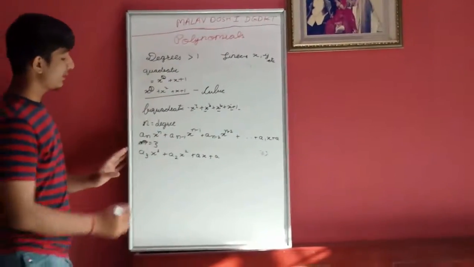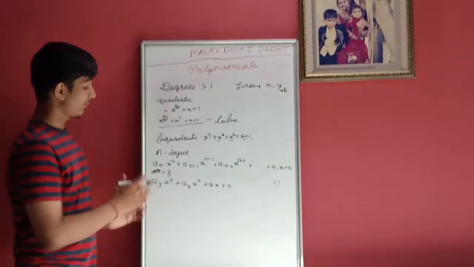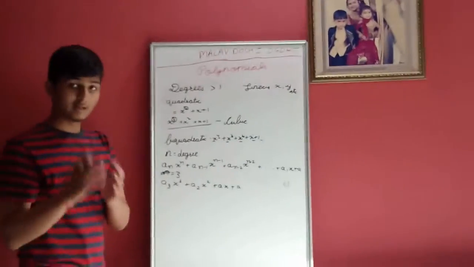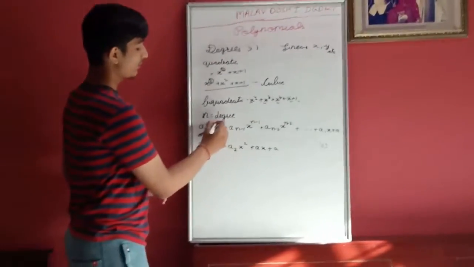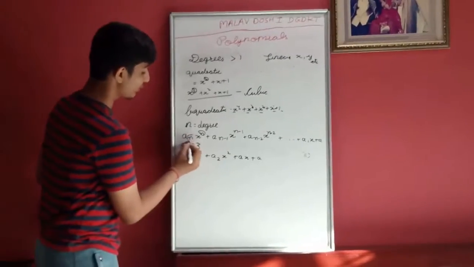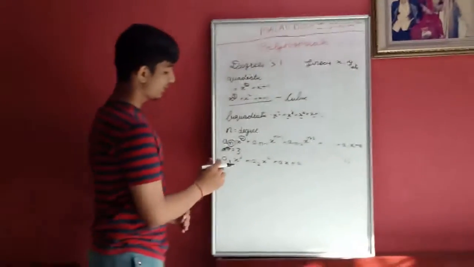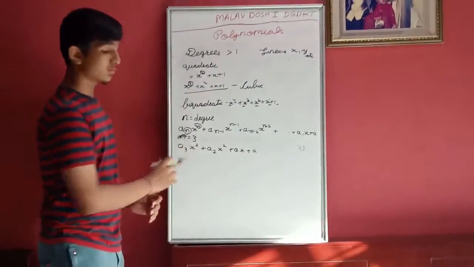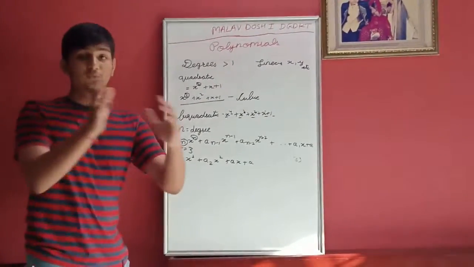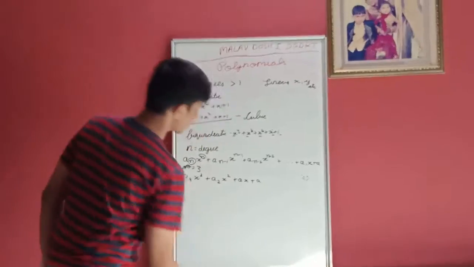Let me revise it again: n is the degree here, and if n equals any number, then this n would equal the degree, and this would denote the number of the term. That is, if it equals 4, then it would be a4 x raised to 4, which means that this is the fourth term, like that.